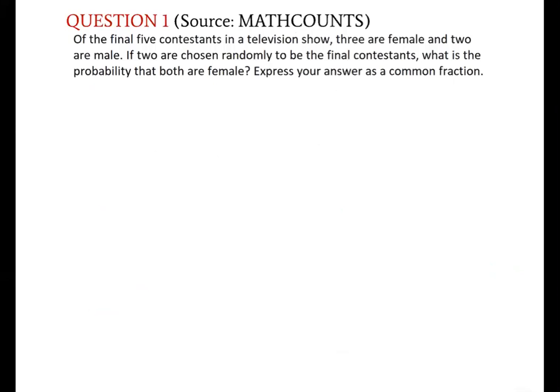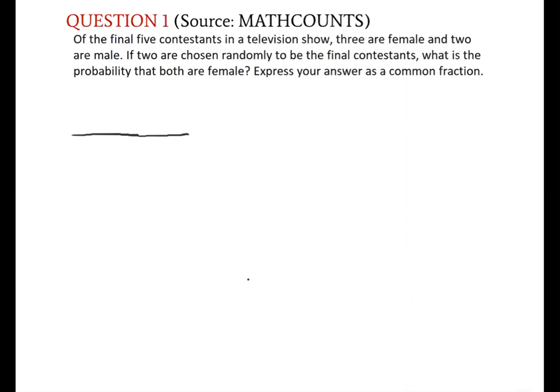Okay, question 1. So we have 5 contestants in a TV show, and we want to find the probability that the 2 final ones selected are both female. So this is a probability question, so our answer will be in the form of a fraction. And for the numerator, we will have to find out how many ways there are to choose the 2 females.